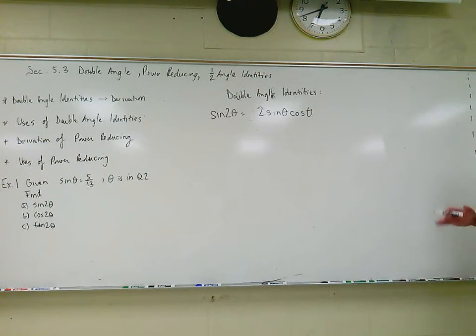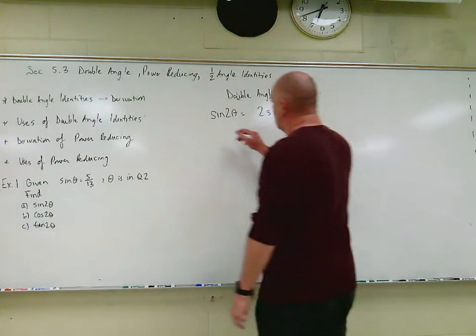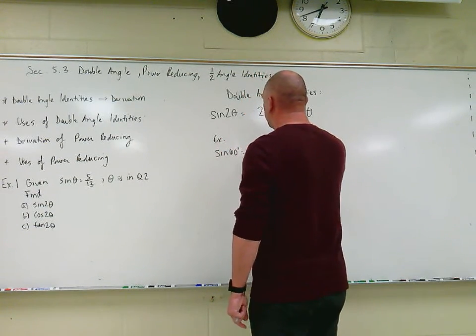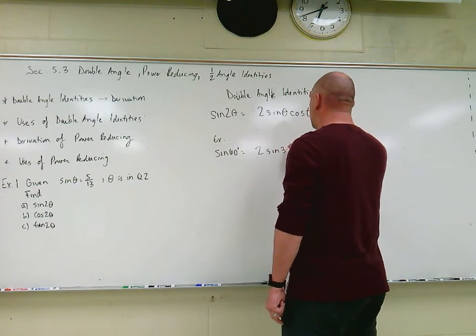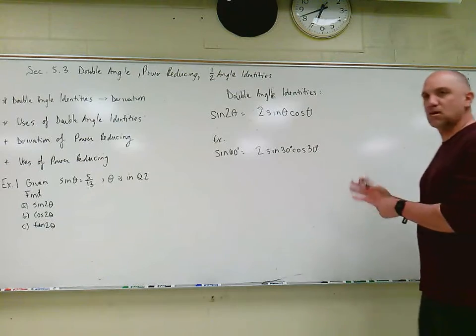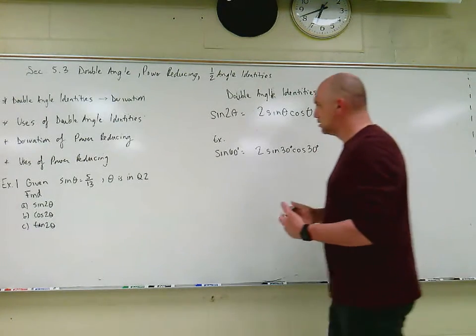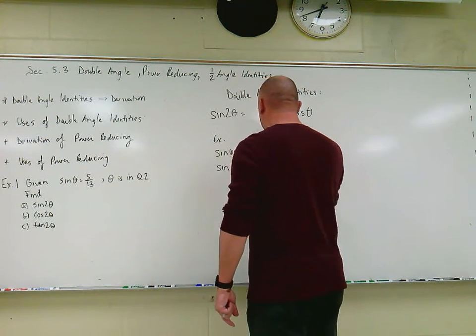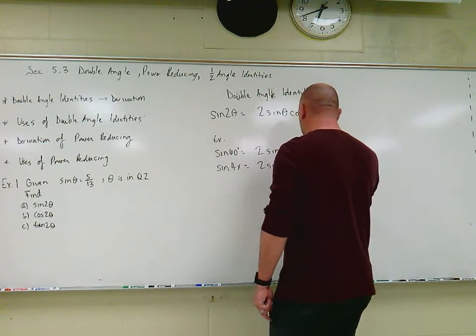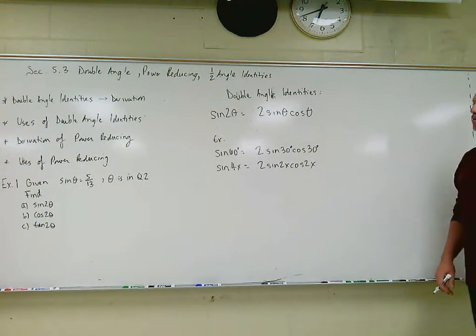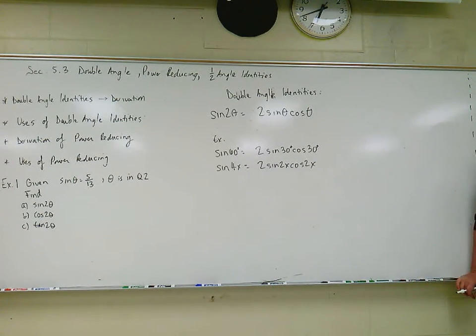So just a couple of examples of what I could write here. What this means is the sine of 60 degrees should be 2 times the sine of 30 cosine of 30, because the angle on the left is double the angle on the right. Or I could say sine of 4x is 2 sine 2x cosine 2x. I just want to make sure that you understand what the identity represents. Okay?